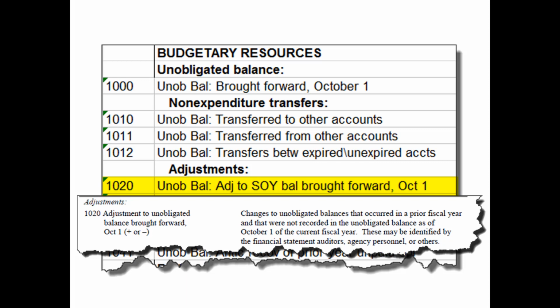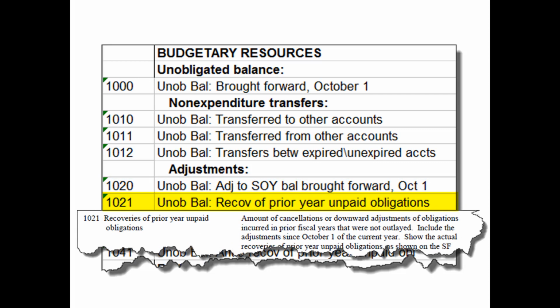By recording all the adjustments on line 1020, you're providing a complete audit trail of activity. Line 1021 is used for reflecting the actual recovery of prior year obligations. The line is defined as the amount of cancellations or downward adjustments of obligations incurred in prior fiscal years that were not outlaid. You would only see entries on this line in accounts with multi-year or no-year authority.